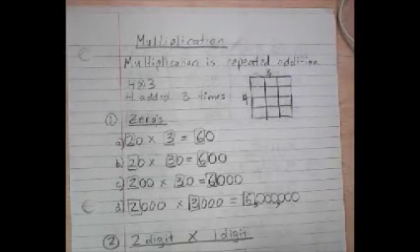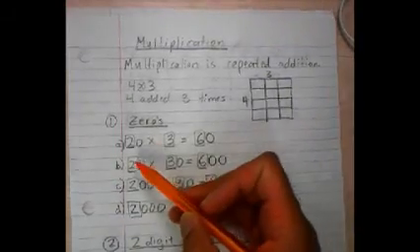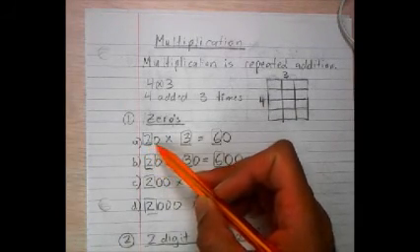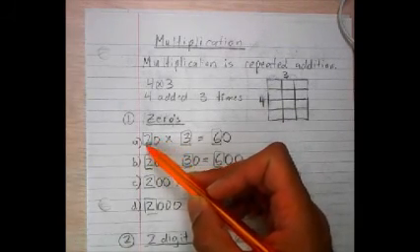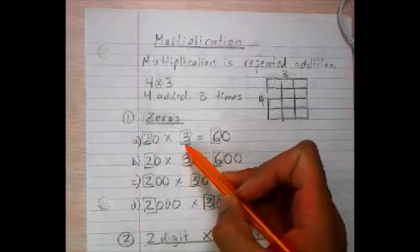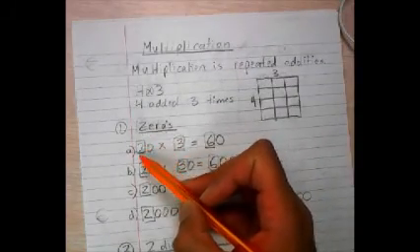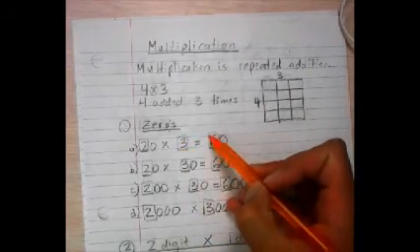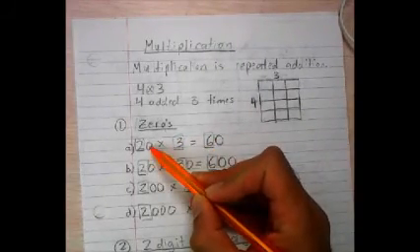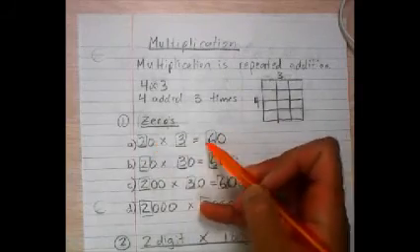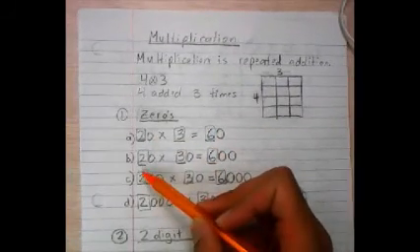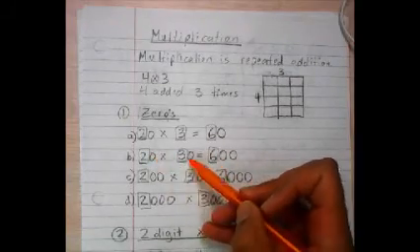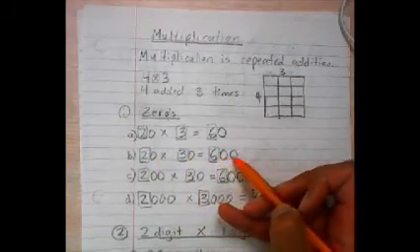In our example today, we saw that if you want to multiply a number with 0, for example, 20 times 3, you just do 2 times 3, which equals 6, and add the 0. You only have one 0, so you add one 0. In this example, 2 times 3 is 6, but since you have two zeros, you add two zeros.